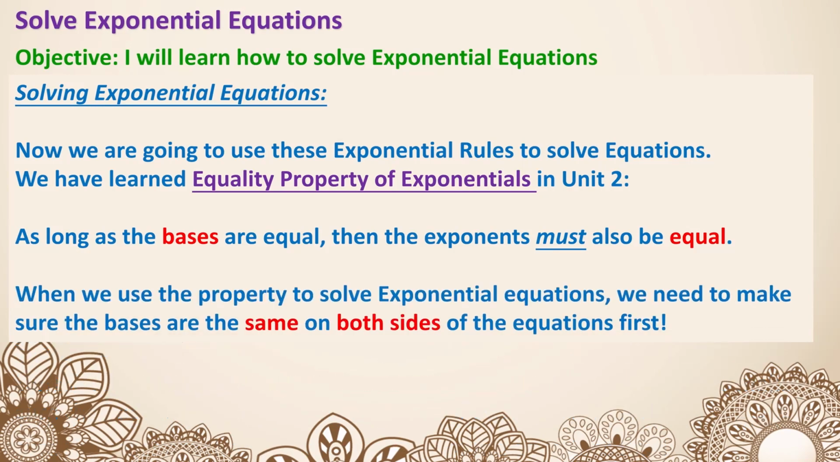We need to make sure the bases are the same on both sides of the equation first. So we're going to use all the rules, and we have to make sure the bases are the same, and then we can just get rid of the bases, or in other words, ignore the bases, and set the exponents equal to each other to solve the equations.